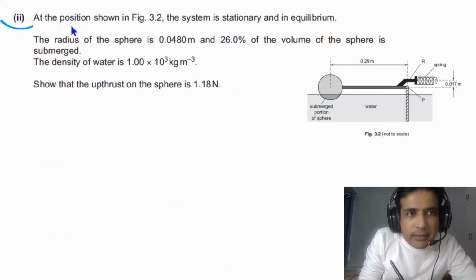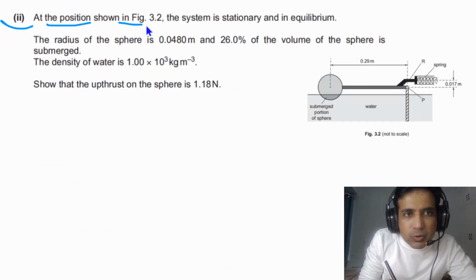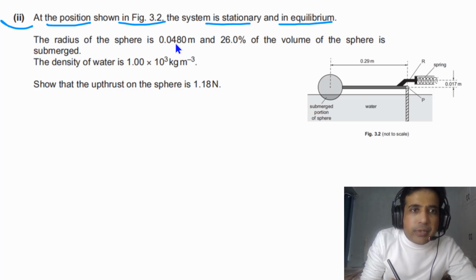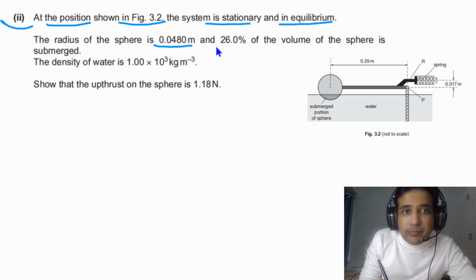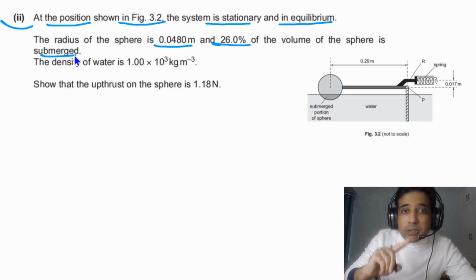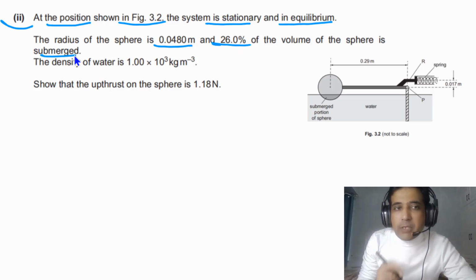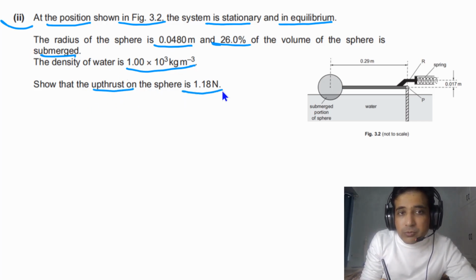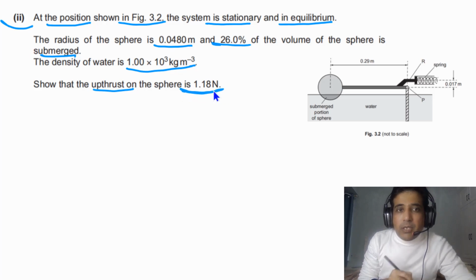For the second part, it is given to us that at the position shown in figure 3.2 the system is stationary and in equilibrium. The radius of the sphere is given to us, and it is also given that 26% of the volume of the sphere is submerged. 26% volume of the sphere, very important one. And the density of water is given to us. We need to show by calculations that the upthrust is equal to this value. So we need to calculate the upthrust.